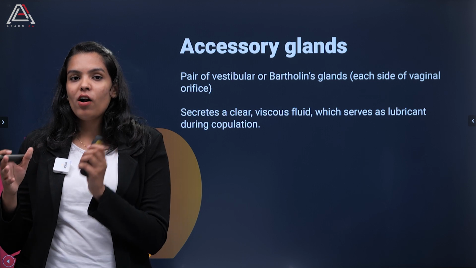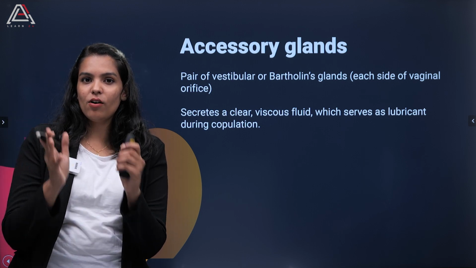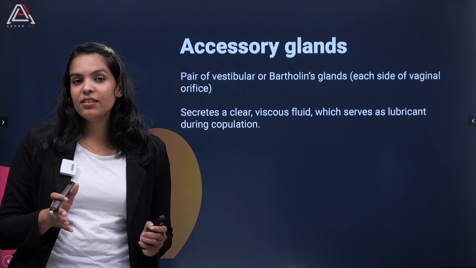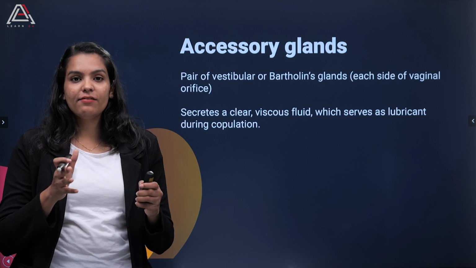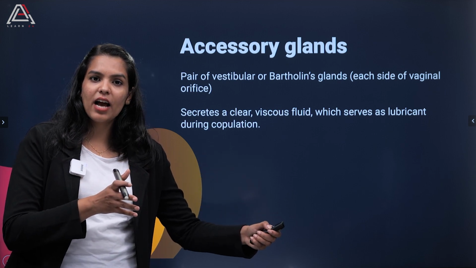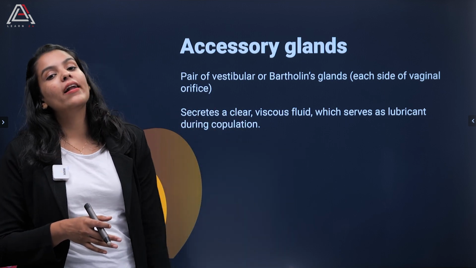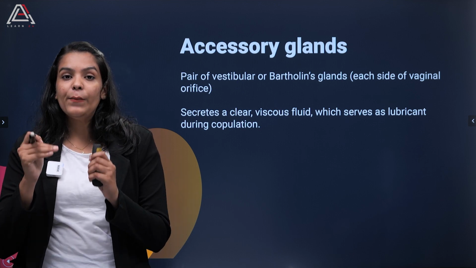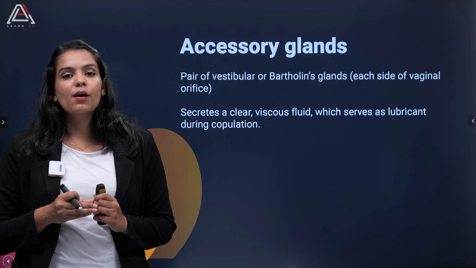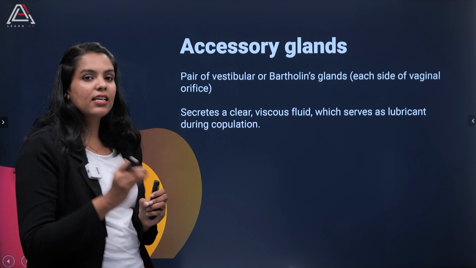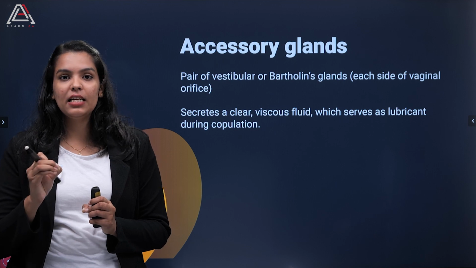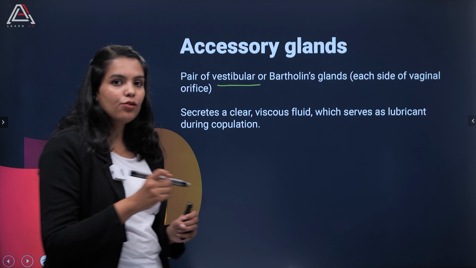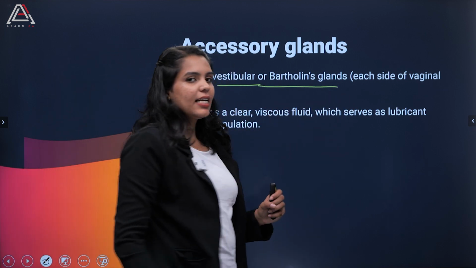Next, we have already covered the ovaries. We have already talked about some of the accessory duct system, that is the oviduct, and we have already talked about the uterus, and then later on we have discussed the vagina. Now let's move on and talk about the accessory glands which are involved in the female reproductive system. The glands involved in the female reproductive system are a pair of vestibular glands, or you can call them Bartholin's glands.